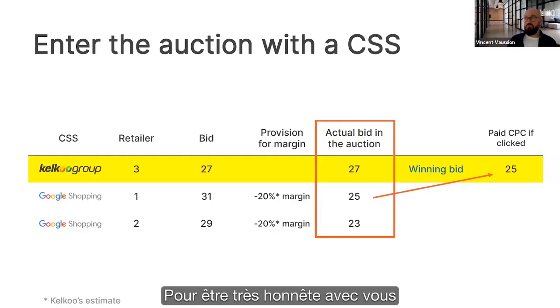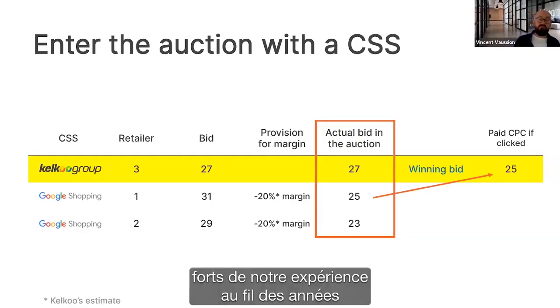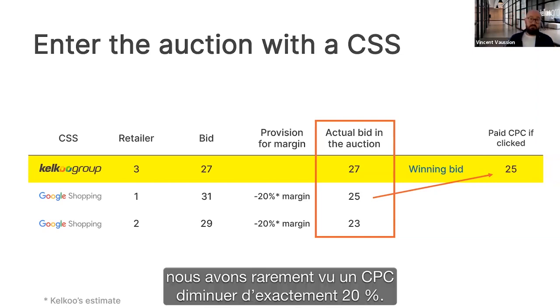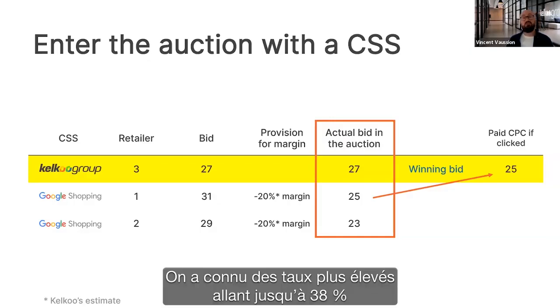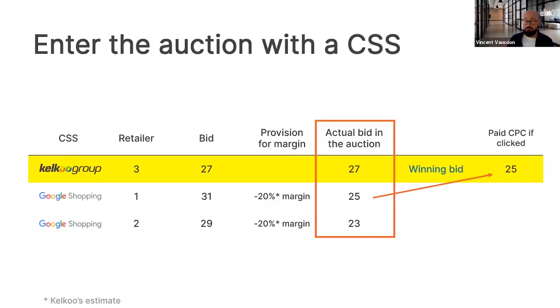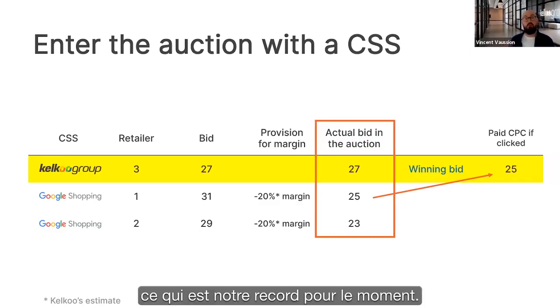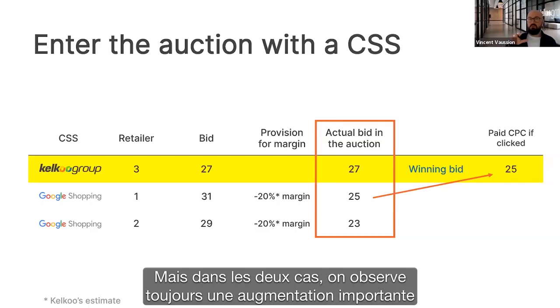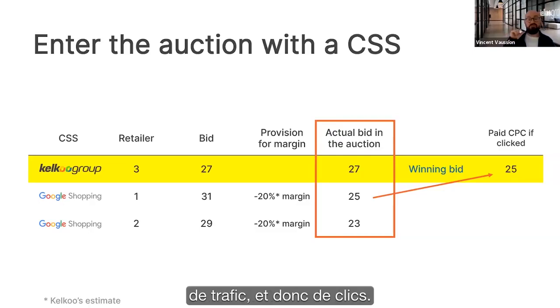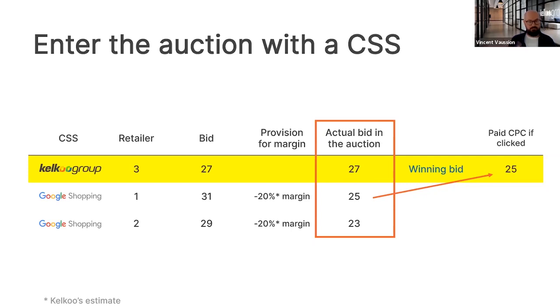Now, to be perfectly honest with you, according to the experience that we gathered over the past 3 years, we've rarely seen a CPC drop by exactly 20%. Actually, we've seen higher. We've seen CPC drop up to 38%, which was absolutely huge and is our record so far. Sometimes the CPC didn't change and remained stable. But in both cases, it was always coupled with a significant increase of traffic and therefore a significant increase of clicks.